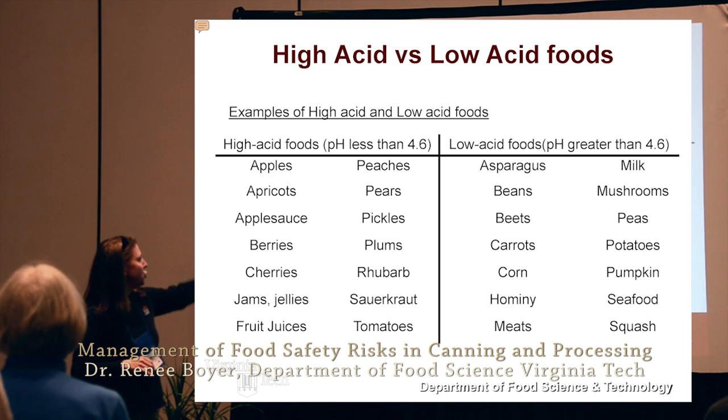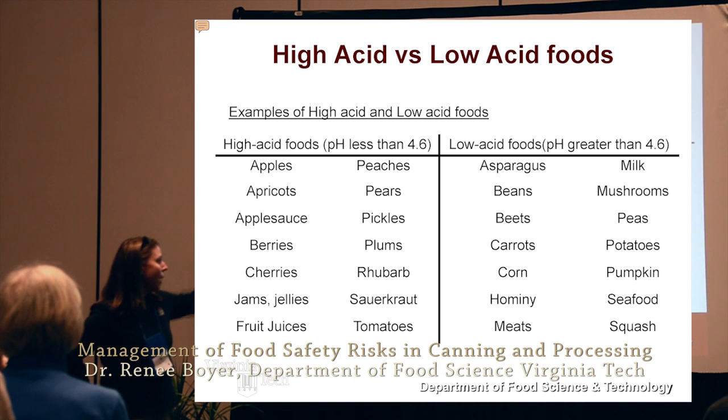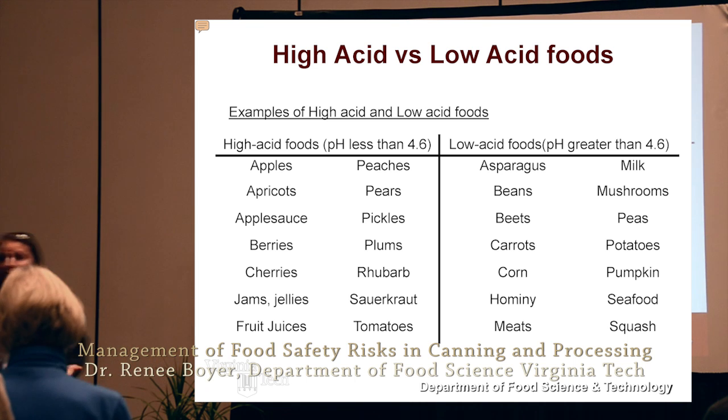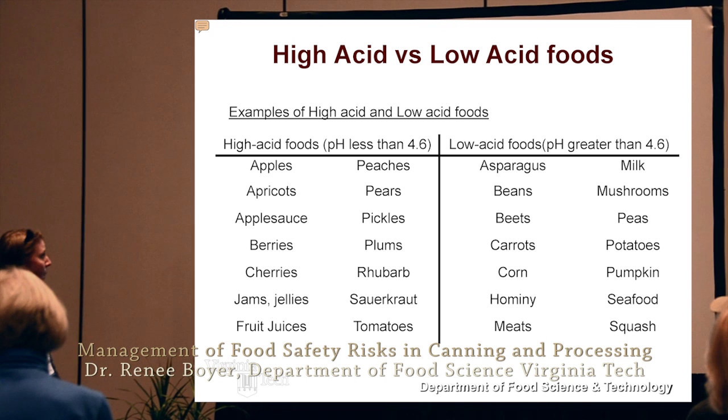Jams, jellies, fruit juices, plums, pickles, pears, peaches. I have tomatoes on there because in general, they have a pH less than 4.6, so they're generally considered acidic. However, there are recommendations for how you handle tomatoes. It's kind of a separate special case, so we'll talk about that one separately.